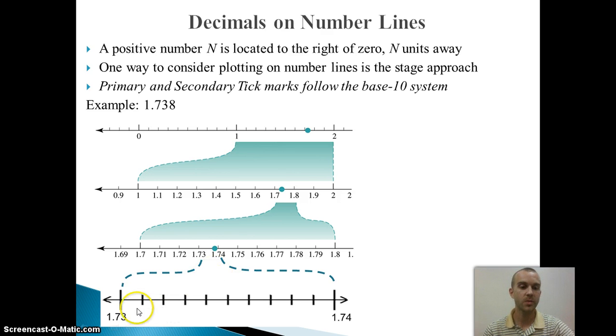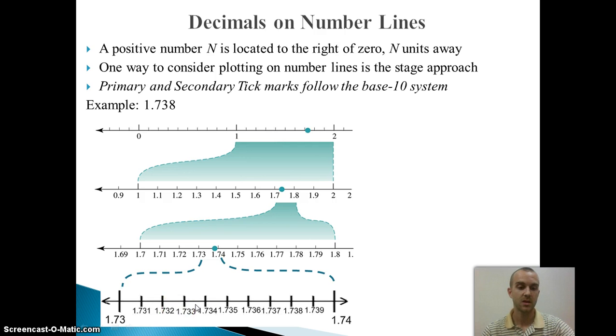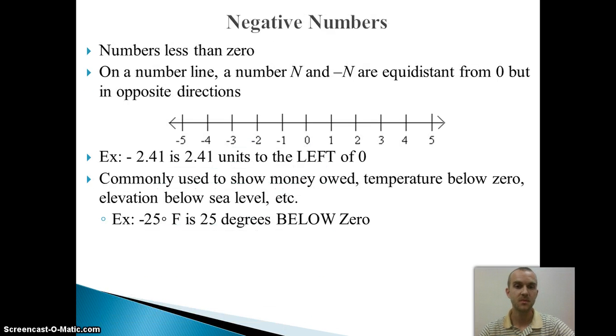So I'm going to be looking at 73 hundredths and 74 hundredths as my primary tick marks. Then I have to say, well, what would be the next in my base 10 system? If these are hundredths, I zoom in and now my minor tick marks are thousandths. So I now have 731 thousandths, 732 thousandths, on and on and on, up to 739 thousandths. And if I wanted to, I could say this as 740 thousandths. So now I can plot that point exactly where it belongs at 1 and 738 thousandths.